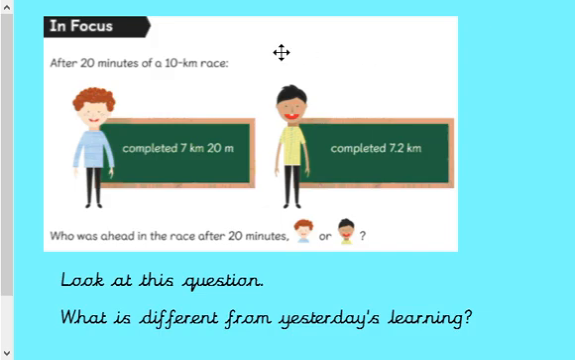Okay, our in focus task this morning shows 2 statements here. It says after 20 minutes of a 10-kilometer race, this chap had completed 7 kilometers and 20 meters, and this chap had completed 7.2 kilometers. So who was ahead in the race after 20 minutes? Was it this chap or was it this chap? We're going to come back to this question as we move through the lesson.